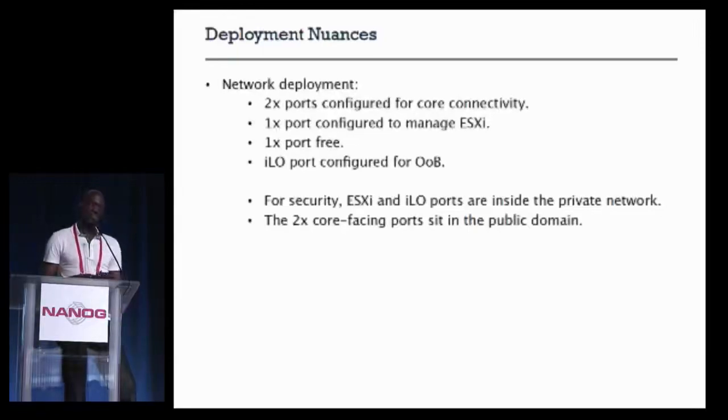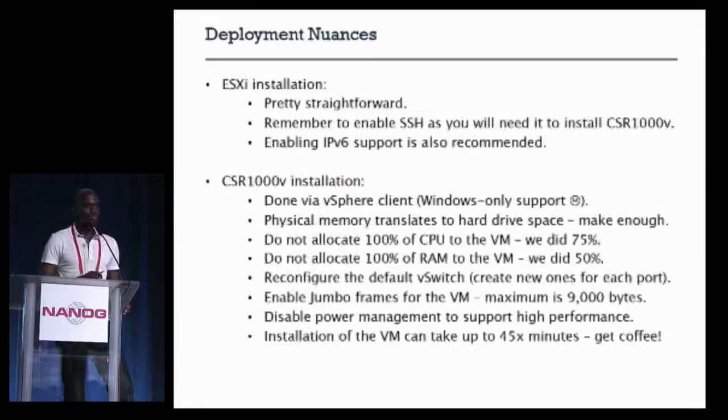For out-of-band management for the server, we use ILO, and that tends to work pretty good also. For the security, obviously, the ILO port management is inside a VPN, a private network. And then obviously the 2 core-facing ports are in the public domain, as they would normally be.